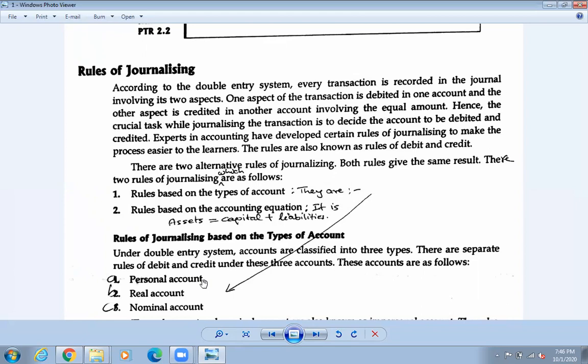Personal भनेको मान्छेको नाम. What was the name of the person? What is the name of BP sir? Not Rakesh Chaudhary. What is it? Rakesh Gupta. Okay, so R the receiver, G the giver. That means debit the receiver, credit the giver. Again, that way we can memorize.